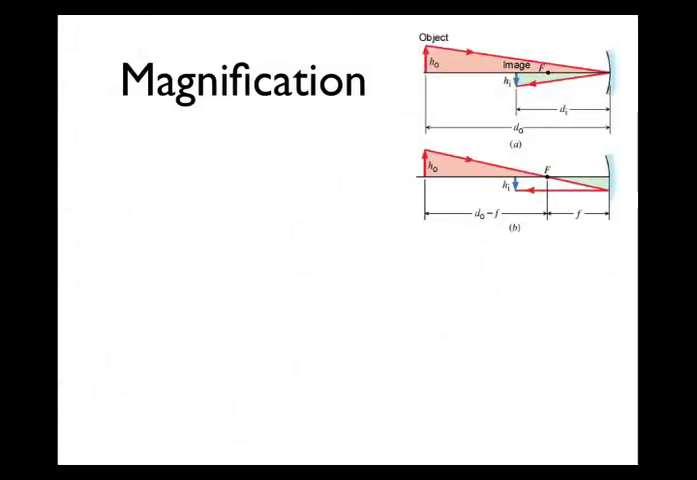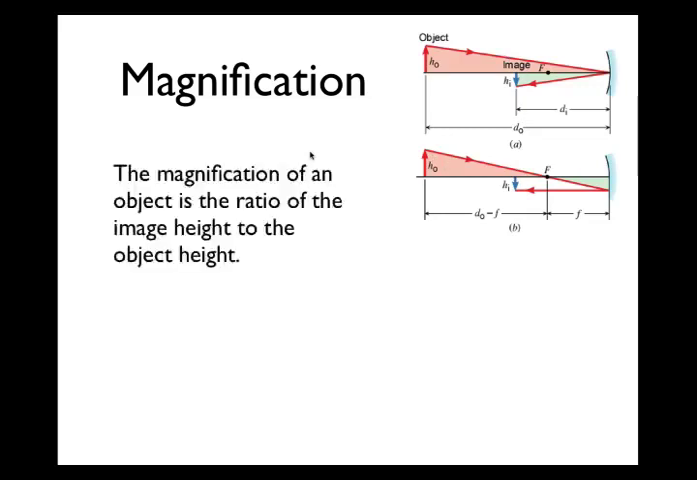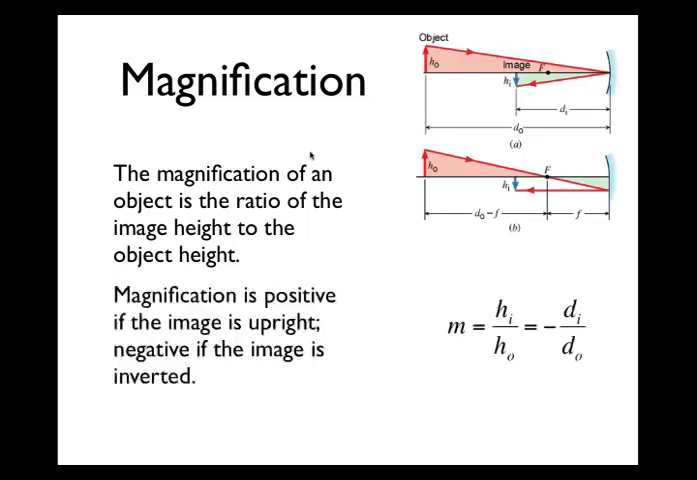We similarly can define what we mean by magnification. Again, I've got my two diagrams where I've labeled the triangles and the various rays that we're thinking about forming these triangles. The magnification of an object is defined to be the ratio of the image height to the object height, and it's positive if the image is upright, negative if the image is inverted. So the definition is simply image height over object height.